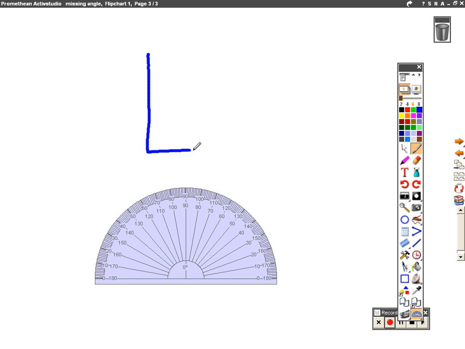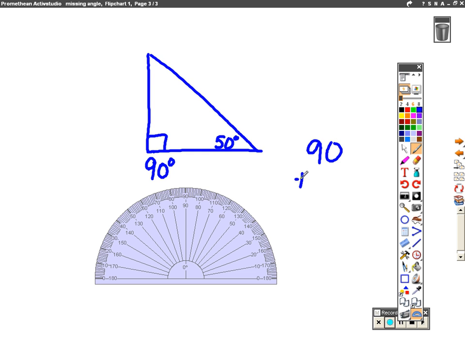So this one, here we go. Now this one's tricky. You might think, oh, they only gave me one angle. But you also need to know your symbols. When they put the square in the corner and these lines appear to be perpendicular, the angle measure is 90 degrees. So I have a 90 and a 50. So 90 plus 50 gives me 140.